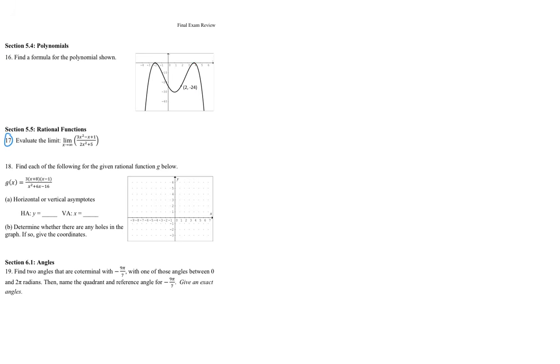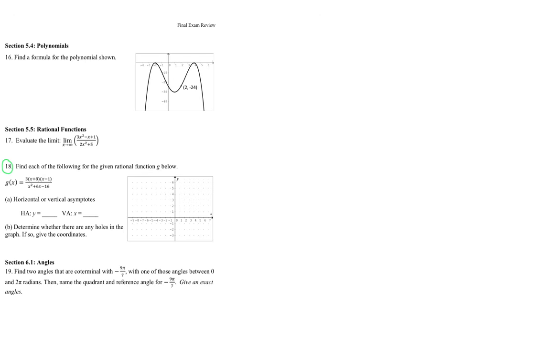Alrighty, and moving on to number 17, section 5.5. Evaluate the limit as x approaches infinity of (3x squared minus x plus 1) over (2x squared...). So what we do here is we just have to pick the things with the highest exponent. So in this case, it's going to be the 3x squared over 2x squared, which is going to get us 3/2. That's it.